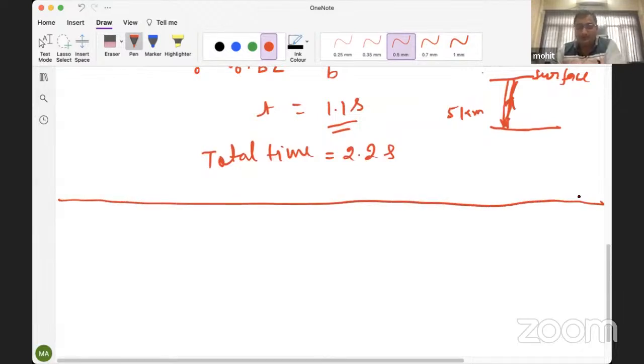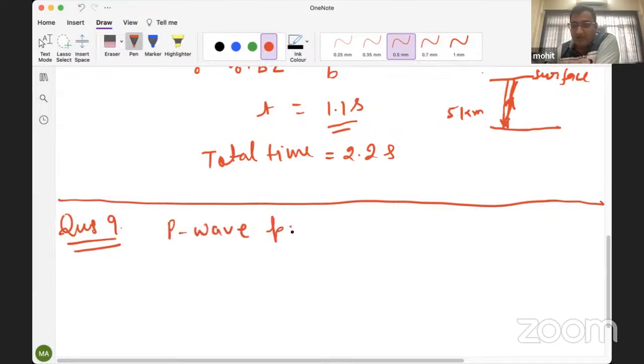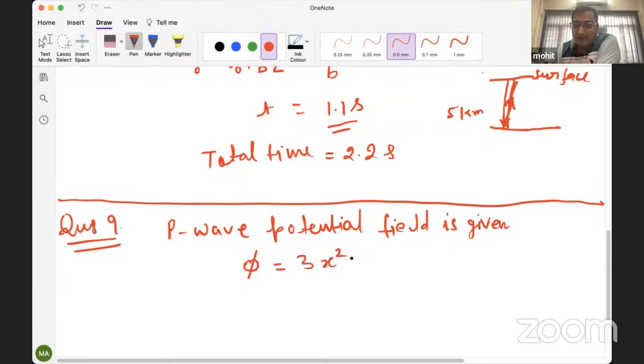This is question number 9 of assignment 2. The P wave potential field is given, and that is represented by phi, and that is 3x square yt plus y cube z.